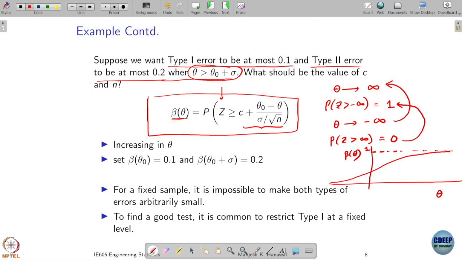Now, based on this understanding, can we decide what should be the value of C and N? The first requirement is type 1 error to be at most 0.1, so the maximum value of the type 1 error should be 0.1. Now can you tell me what is the maximum value of type 1 error here? Notice that this is my theta, and below this it is type 1 error, and above this it is 1 minus type 2 error, right? Now, what will be the maximum value of type 1?